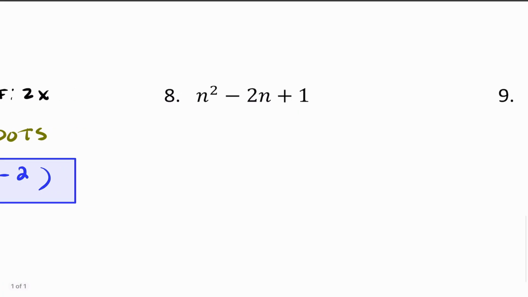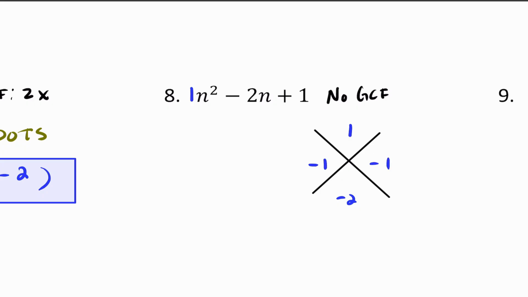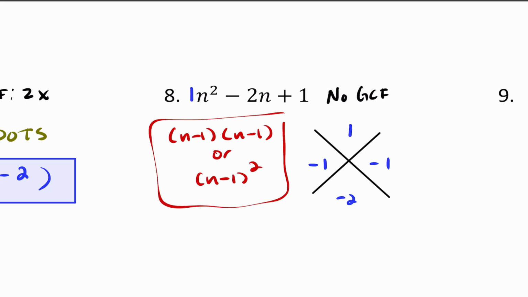And then here we have number 8. We got three terms. We don't have a GCF. So I'll go ahead and draw my x. A times c, so it's 1 times positive 1, which is 1. And our b value is negative 2. So our two numbers are negative 1 and negative 1. So we can write n minus 1 times n minus 1. We can leave our answer like this, or since we have two of the same thing, you can write n minus 1 the quantity squared.